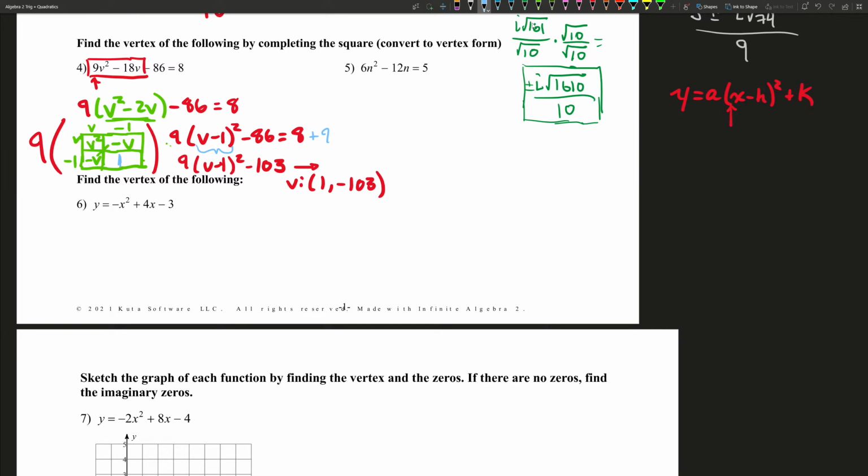Because we added the 1 inside the box, we added 1 inside the parentheses. So because we added 1 inside the parentheses, that 1 is really being multiplied by 9. And we didn't just add 1 to the left-hand side, we added 9 to the left-hand side. So because we added 9 to the left-hand side, we have to add 9 to the right-hand side. I hope that makes sense.